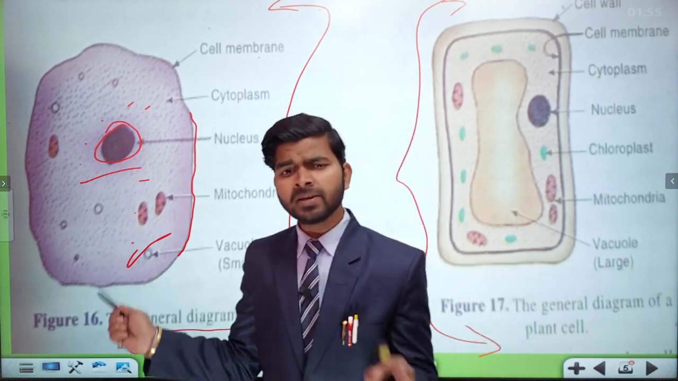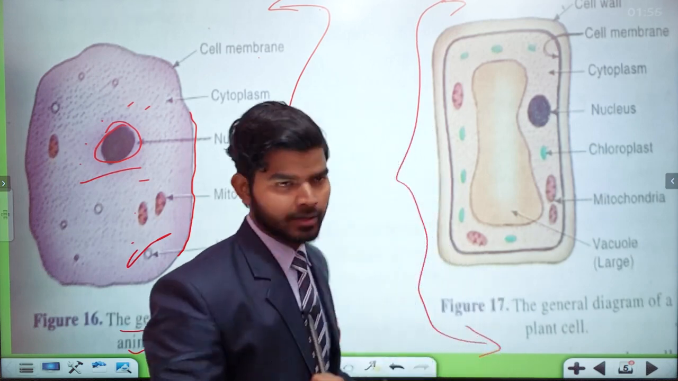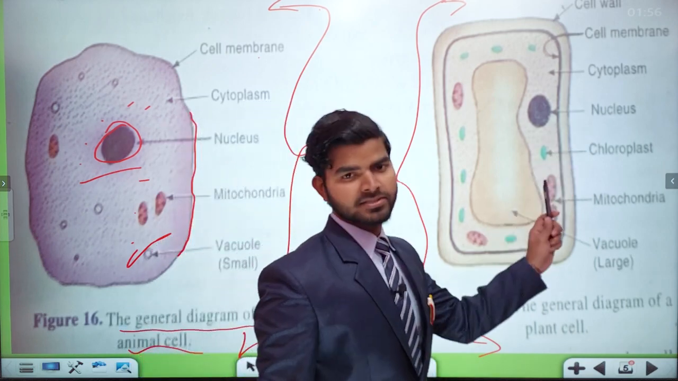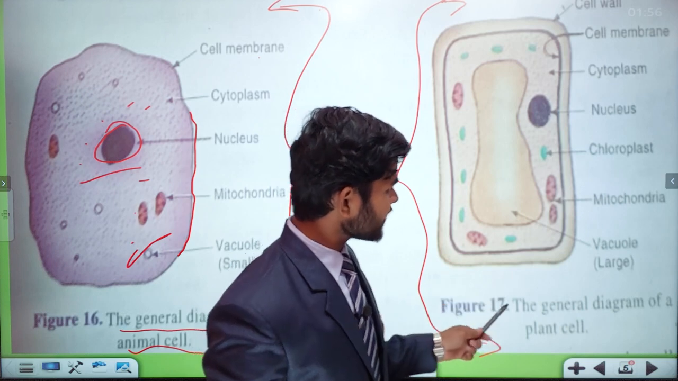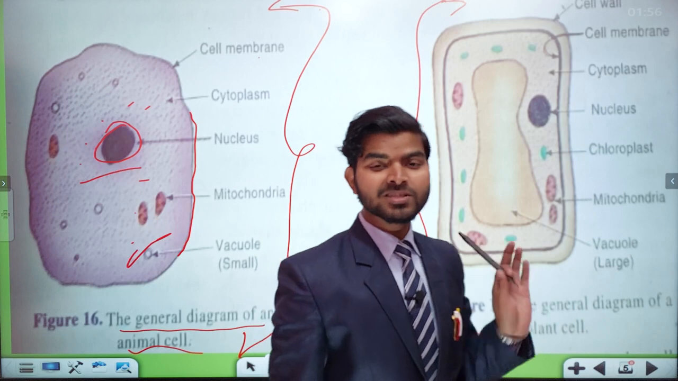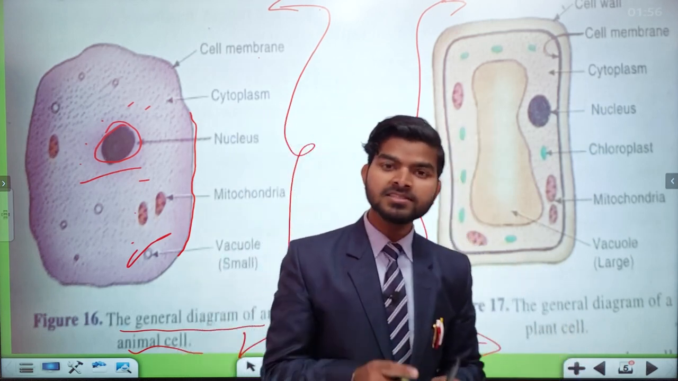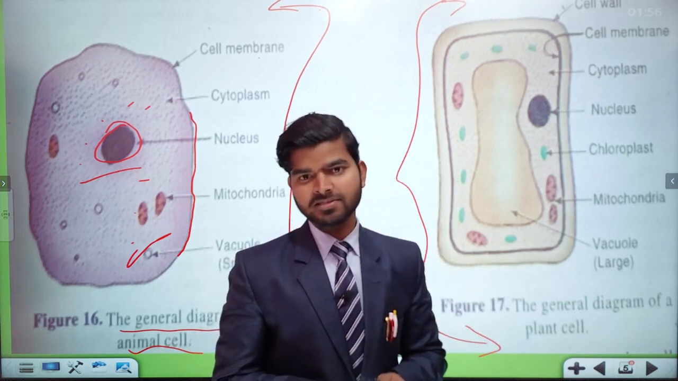You must maintain or make this diagram on your note copy. Okay, all clear. Next one, I'm saying that about the plant cell. So what about this one? This is the structure of the plant cell. And this is the large vacuole. This is also the second difference between the animal cell and the plant cell. In a plant cell there is a large vacuole, but in an animal cell there are small vacuoles.